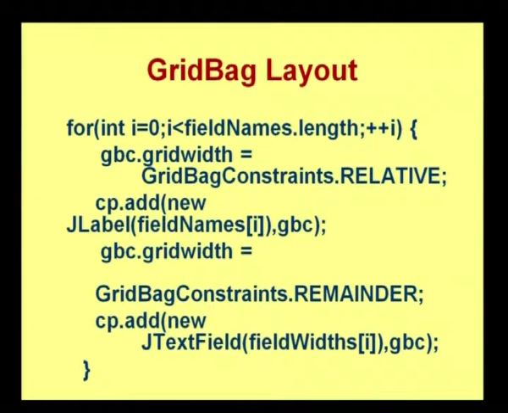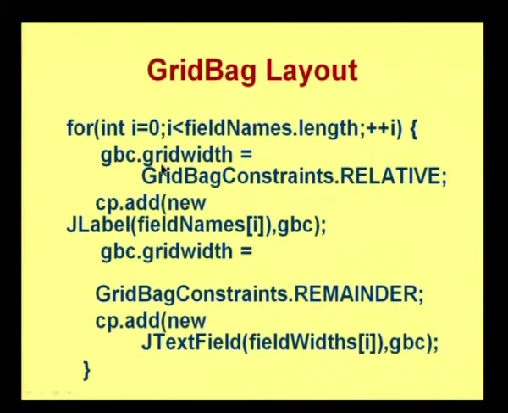You can see here, for each of the fields I am specifying the grid width. So this is relative grid width. Then I am adding the JLabel with the field name of i. So the 0th label is for last name. Next, the first label, first name. Similarly, I can add all the components. Next, I am specifying the grid width as remainder. Here remainder will occupy the last position and relative will occupy the previous position of whatever you have specified for the remainder. So now I will have one label and one text field with this field name, and the text field is constructed with this field width with this particular grid bag constraint.